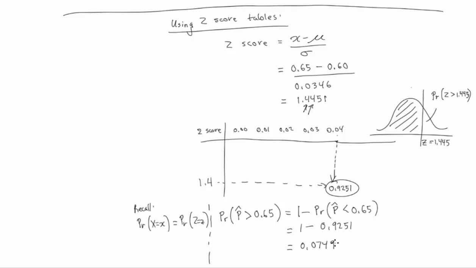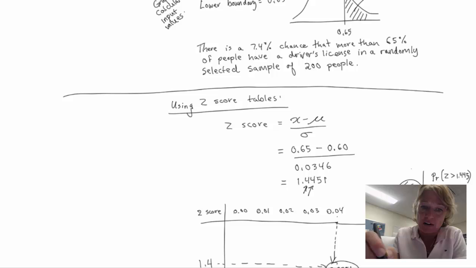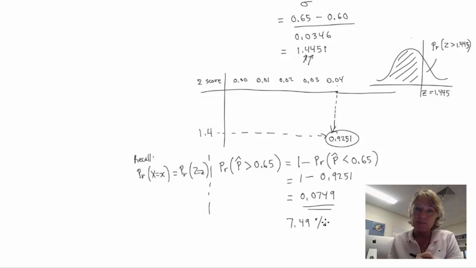0.0749. Now you compare that to the value in our graphics calculator. Our graphics calculator calculated a 7.4% chance that more than 65% of people have a driver's license in a randomly selected sample of 200 people. And using the tables, we get a probability of 0.0749, which is 7.49%. Okay?